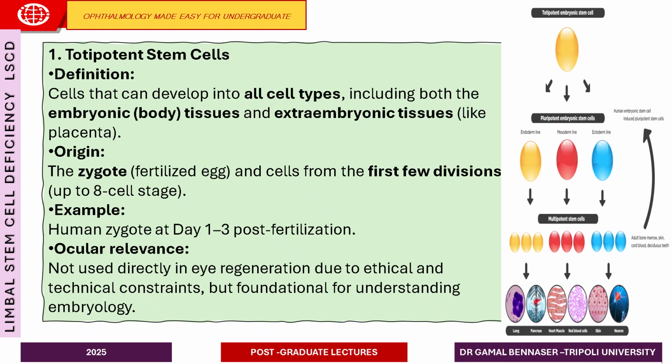And this type of cells is not allowed or is difficult to grow in culture, for technical reasons as well as from the ethical point of view. So the most common is the zygote. And for us as ophthalmologists, regarding ocular relevance, it is not directly used in the eye as regenerative cells due to the ethical reasons as we have spoken before. So the most common example is the zygote.